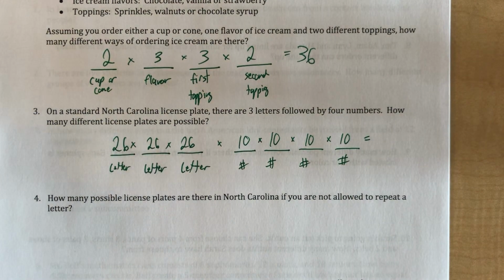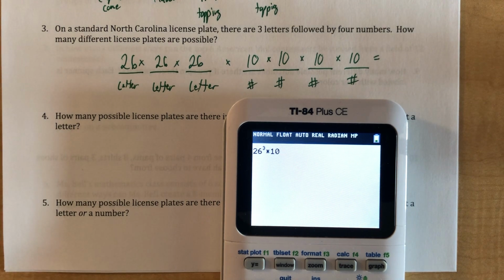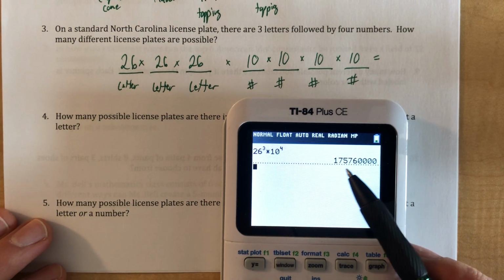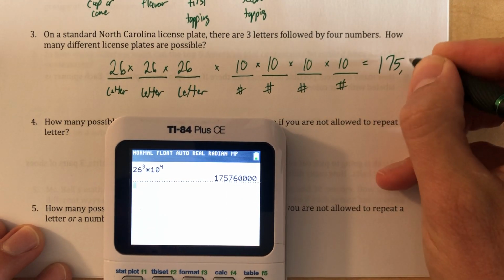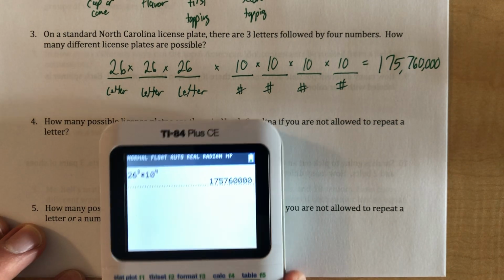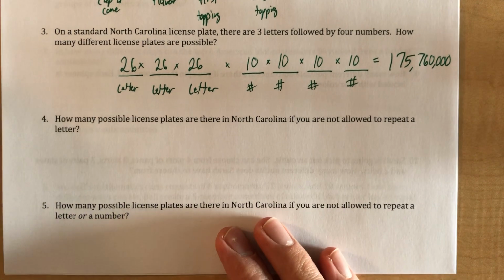So we grab a calculator, and we type it in, and this is why we have exponents. 26 to the third times 10,000, or 10 to the fourth, either way. And we have this ridiculous number here. So let's put commas in the right place. There are 175,760,000 different possible license plates in North Carolina. That's a lot.